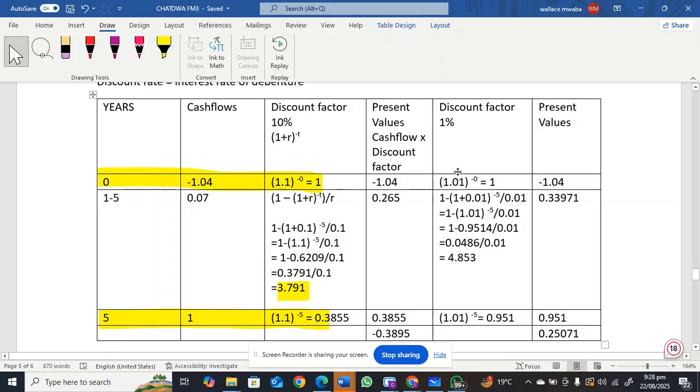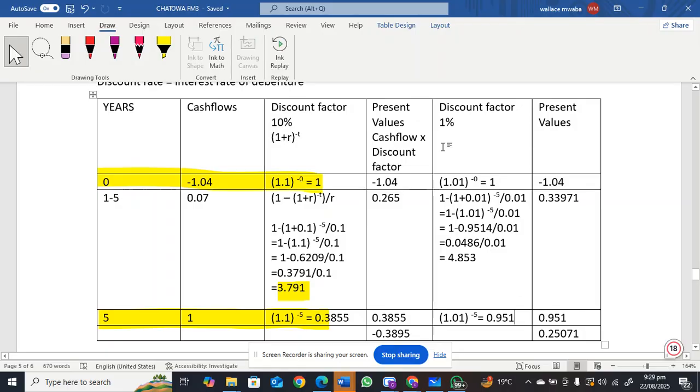So you repeat the same process to get the discount factors, okay? So in this case now, our R is going to be 0.01. Remember this, 1 plus R is 1 plus 0.01. So I've got a 1.01 here. So 1.01 to the power negative 0, that is 1. For our annuity, we plug it into the formula, we get 4.853. For the 5th year, you say 1.01 to the power negative 5, 0.951.